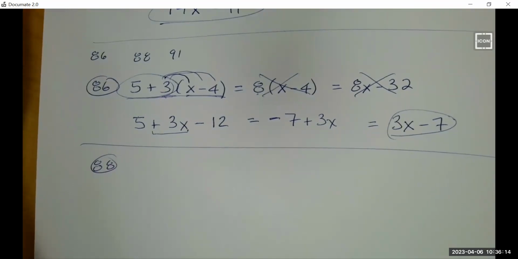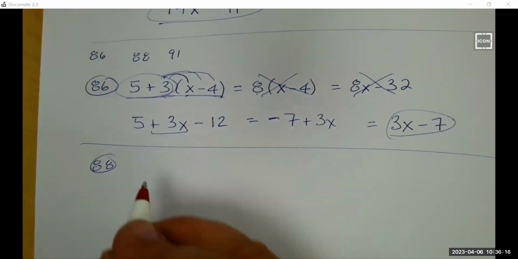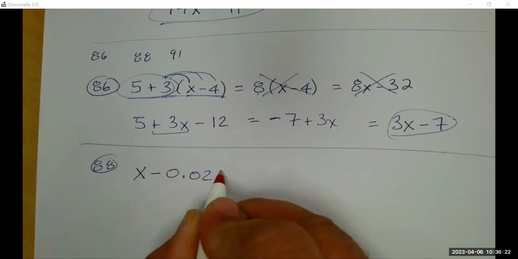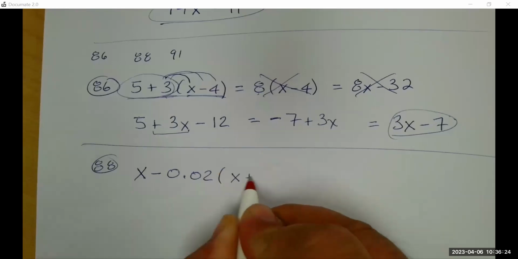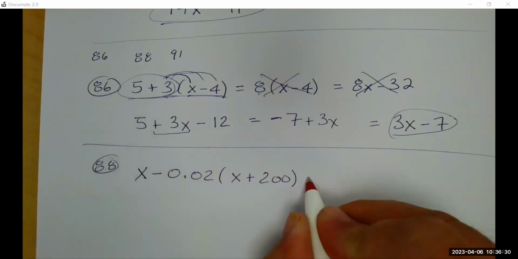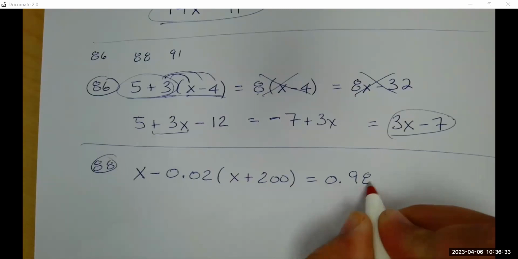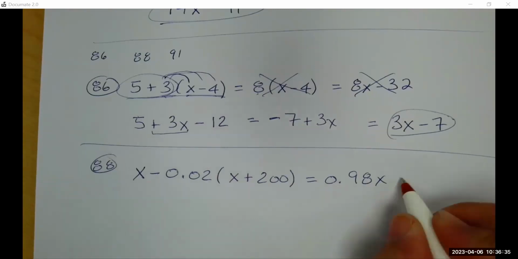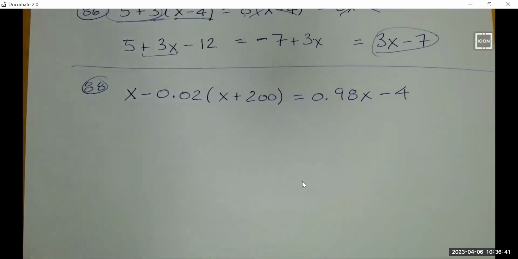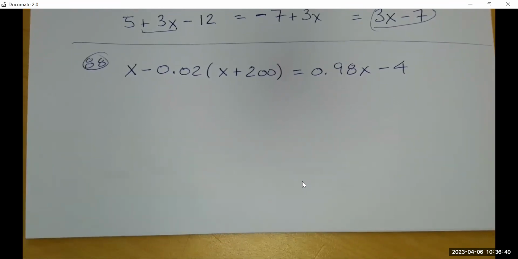Number 88. x minus 0.02 times (88. x plus 200) equals 0.98x minus 4. I don't think we covered any decimal equations yet, have we? Okay.